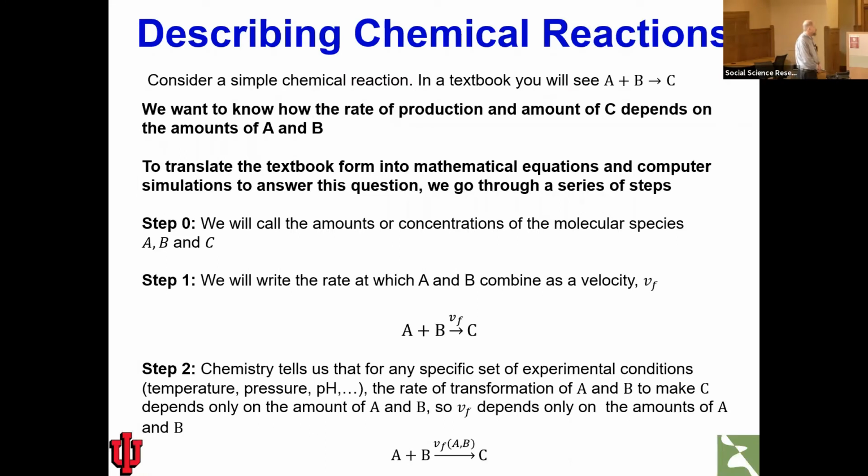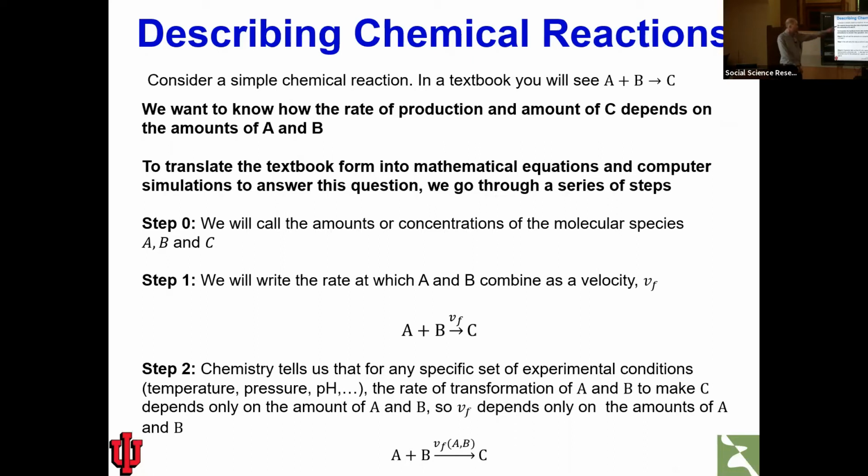And so there's a set of steps that you're going to go through consistently in interpreting a diagram like that and turning it into a computer simulation. Some of these steps may seem, in a sense, very obvious, but they're obvious here because we're doing a very simple example. In more complex examples, it may not be so obvious how to go through these steps. So what we want to know is how the production and amount of C depends on the amounts of A and B. And the first thing we have to do is name these.